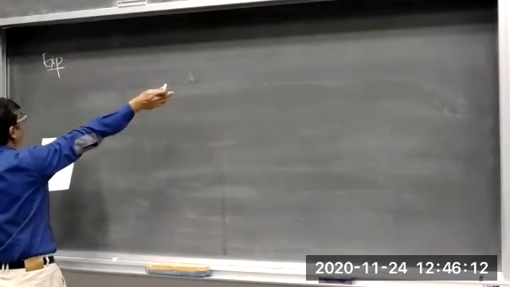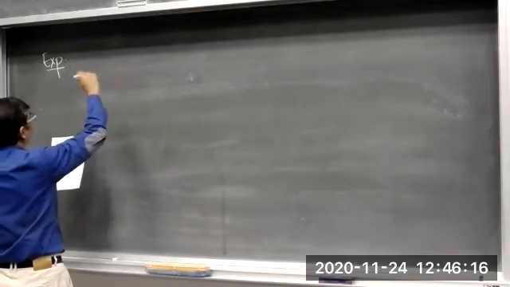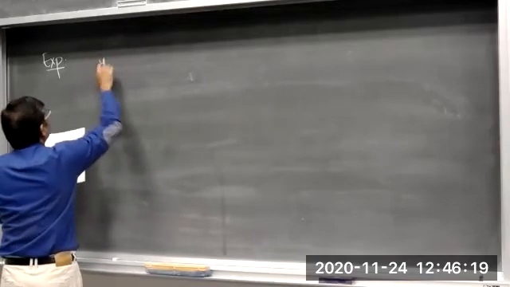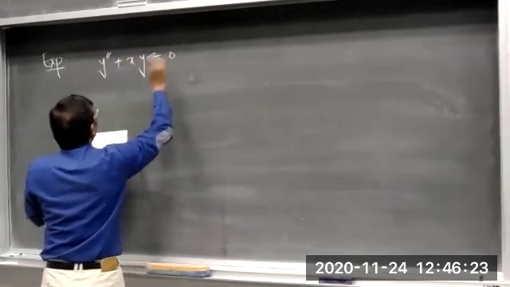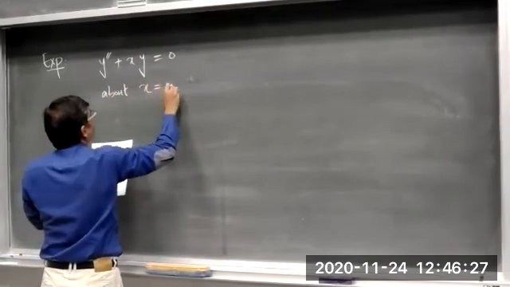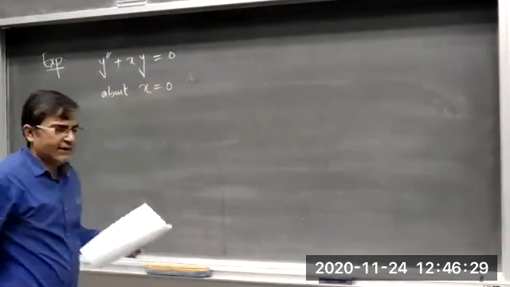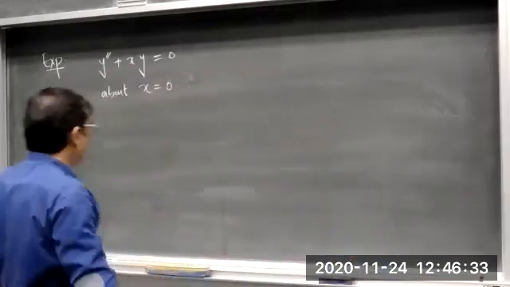Solve the following ODE by using the power series method around the ordinary point x equal to 0. The differential equation is y double dash plus xy equal to 0. We need to solve this differential equation about x equal to 0, where x equal to 0 is the ordinary point.